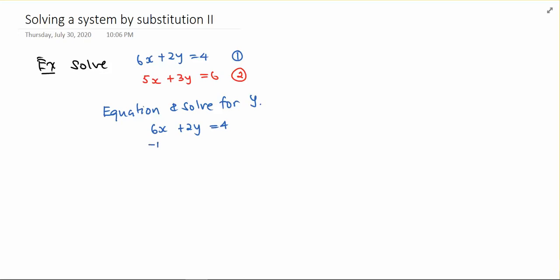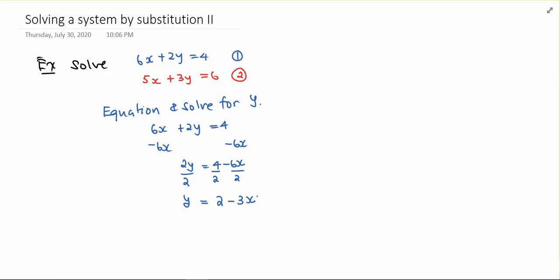So I'm going to subtract 6x over. So then I get 2y equals 4 minus 6x, and then I'm going to divide by 2. So remember, divide all the way by 2, everybody. So y equals 2 minus 3x.